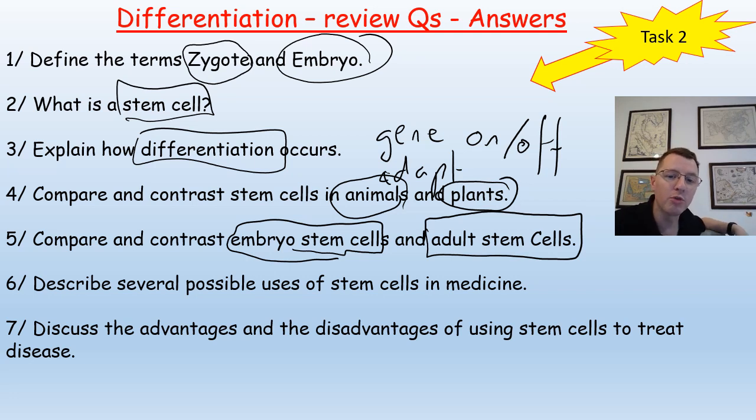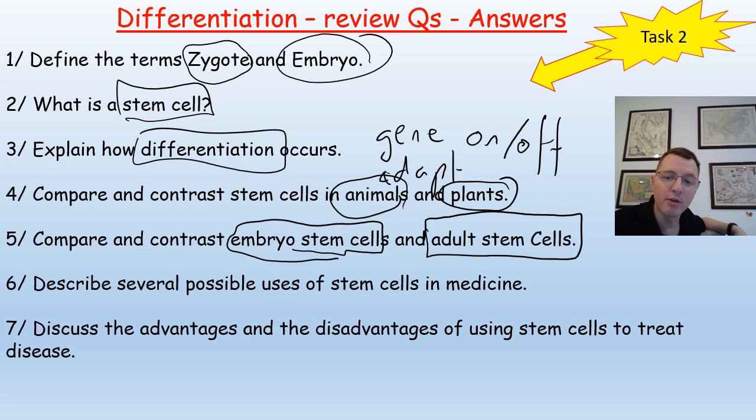Describe several possible uses of stem cells in medicine. Well, we might have them in treating cancers like leukemia, where we could have a bone marrow transplant, or perhaps we could inject them directly into a damaged organ, for example a heart, or we could try and allow the cells to specialize in the laboratory by using various technology to switch on and off genes. Those specialized cells could then be injected directly into damaged organs to treat disease.